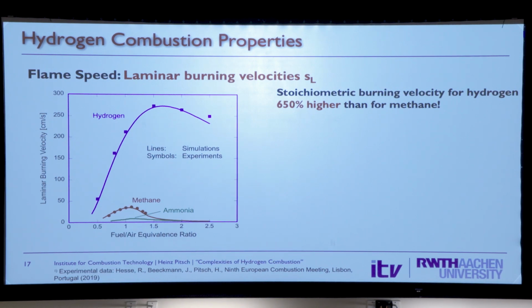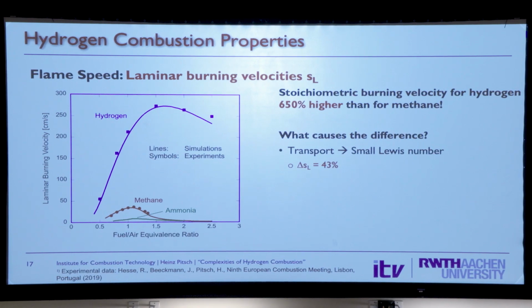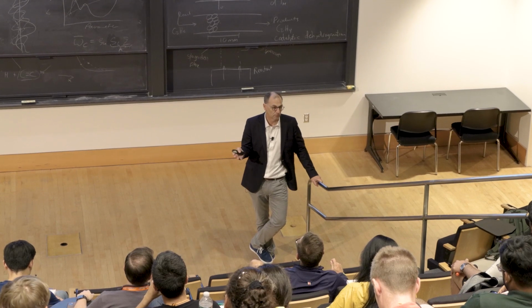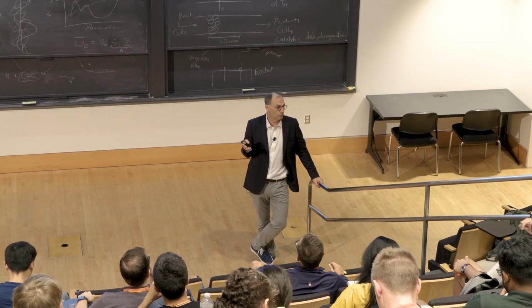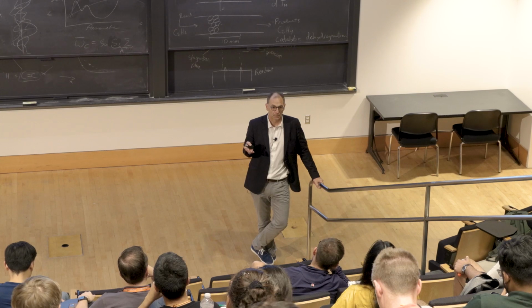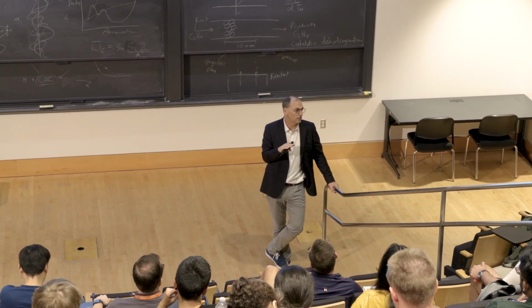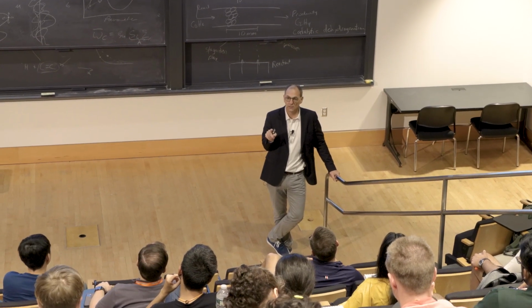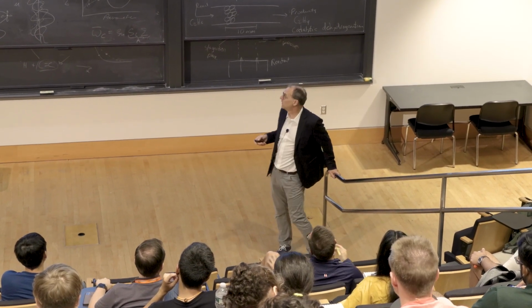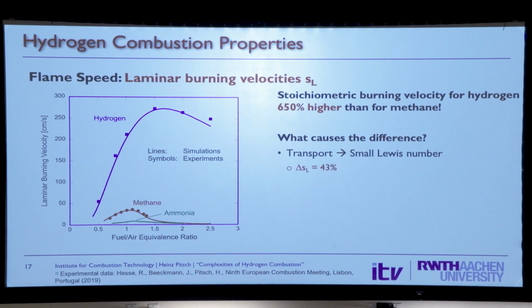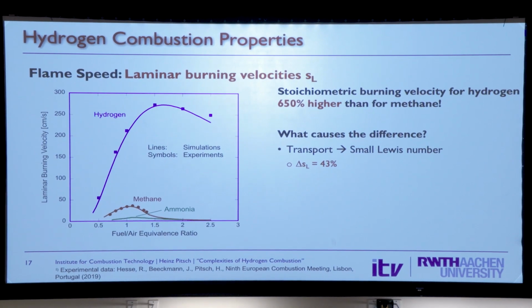Number one, you have a transport effect. The Lewis number is much higher, and you would think that if it diffuses faster, the flame should also be faster. That's true at stoichiometric conditions, but it turns out if you look at lean conditions, then the high diffusivity actually makes it slower. Here, with this FlameMaster code I gave you, you can very easily do these things.